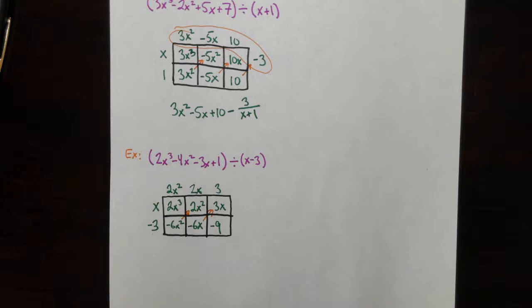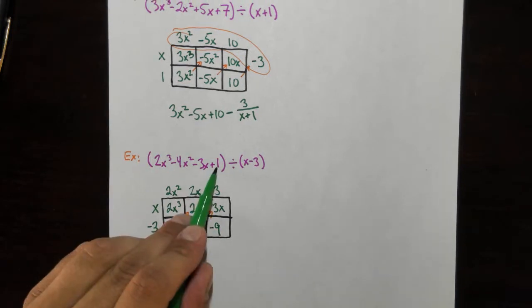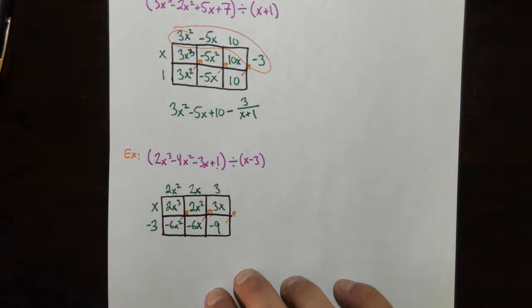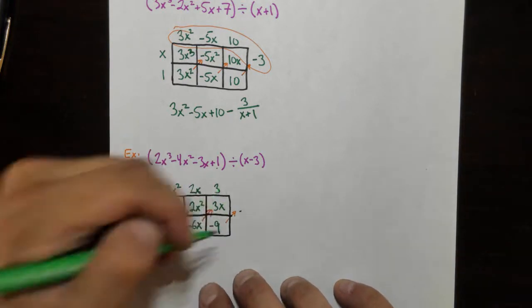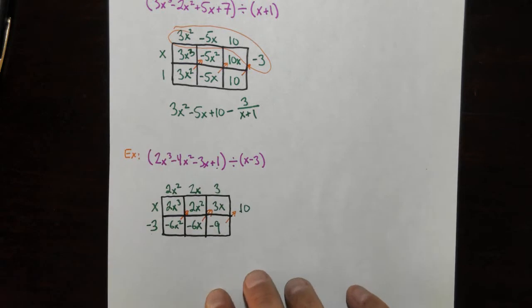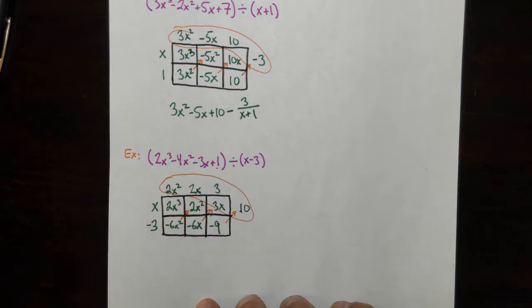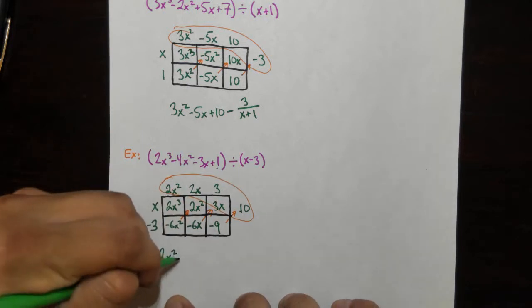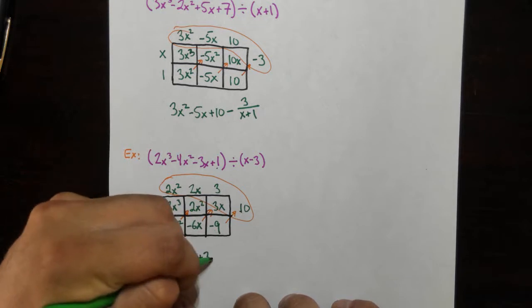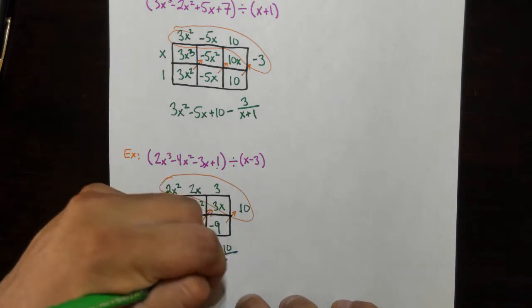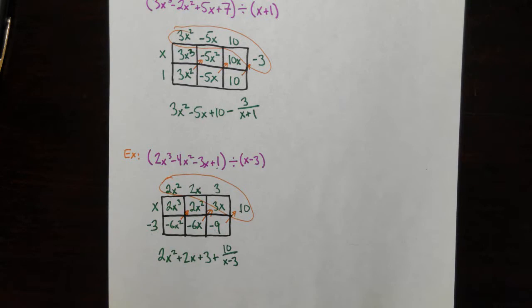And it looks like I'm going to have a remainder here because negative 9 does not match up with 1. Like I said, we're going to get a remainder more often than not. So we're going to want to go diagonally once more and think negative 9 plus something gives me 1. Well, that something is 10. So my answer here, again, it sits here on top, is going to be 2x squared plus 2x plus 3 plus 10 divided by x minus 3. Just like that. And that's our answer.